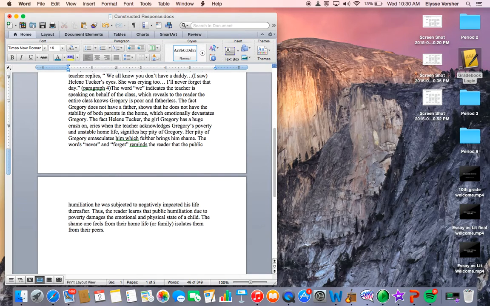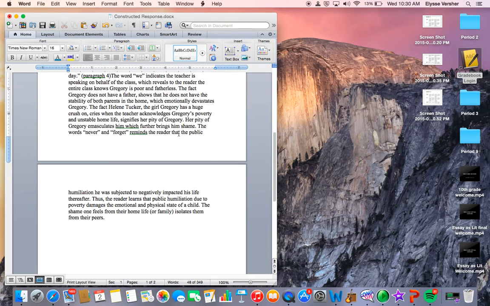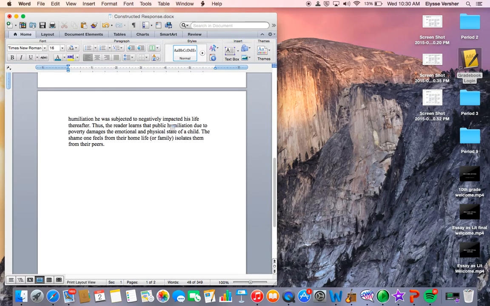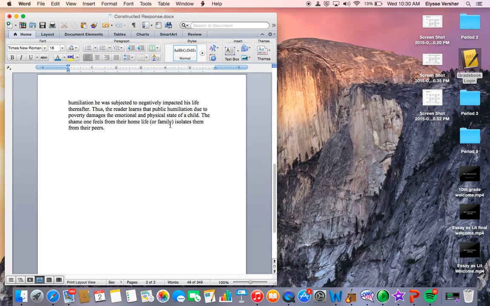The fact Helen Tucker, the girl Gregory has a huge crush on, cries when the teacher acknowledges Gregory's poverty and unstable home life signifies her pity of Gregory. Her pity of Gregory emasculates him, which further brings him shame. The words "never" and "forget" remind the reader that the public humiliation he was subjected to negatively impacted his life thereafter. Thus, the reader learns that public humiliation due to poverty damages the emotional and physical state of a child. The shame one feels from their home life or family isolates them from their peers.